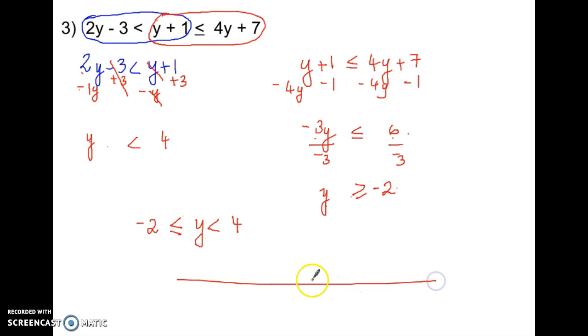So how do we graph it? On the number line, we have 4 on the right side and negative 2 on the left side. Since y is greater than or equal to negative 2, we include the negative 2, and since it's only less than, no equal to, we put an open circle, and we have graphed that.